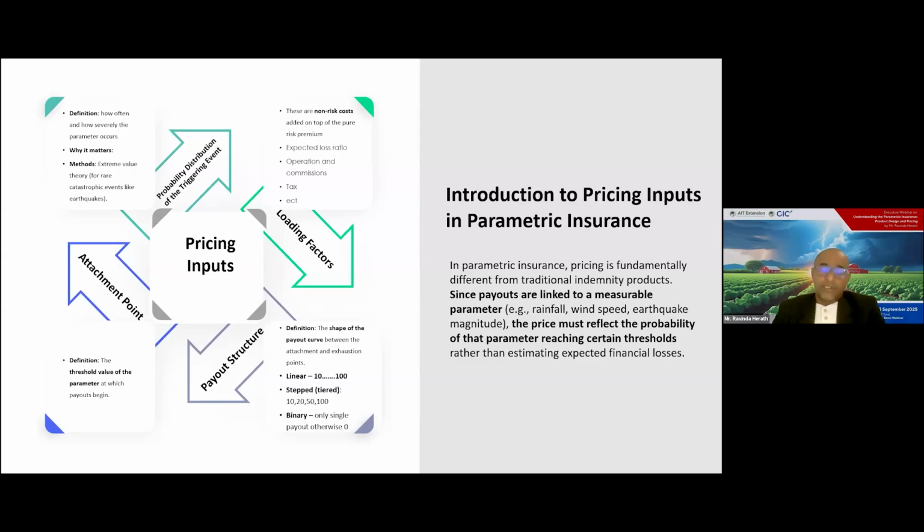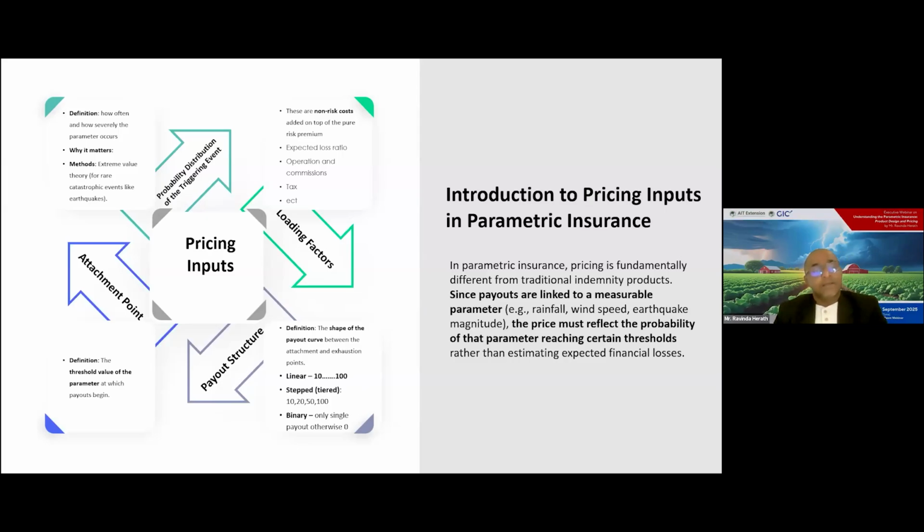And the payout structure. As I mentioned earlier, there are three payout structures: the linear payout structure and the stepped payout structure, which we have already discussed, and the third one is the binary payout structure. The binary payout structure is actually one and zero, right? We provide the strike level, and if the strike occurs, then the payout is made. If not, there is no payout, right?